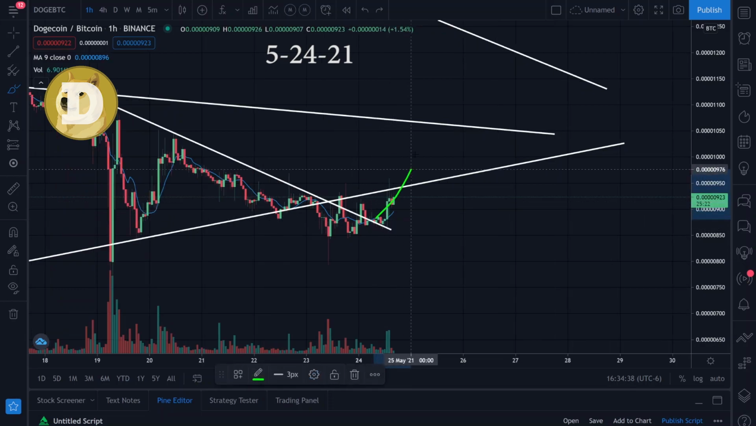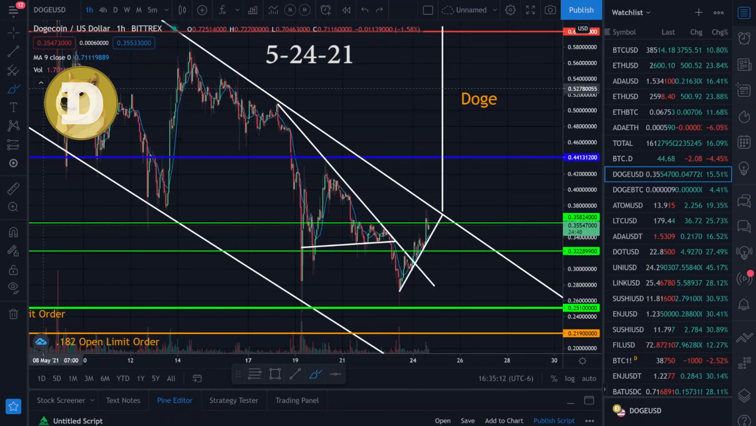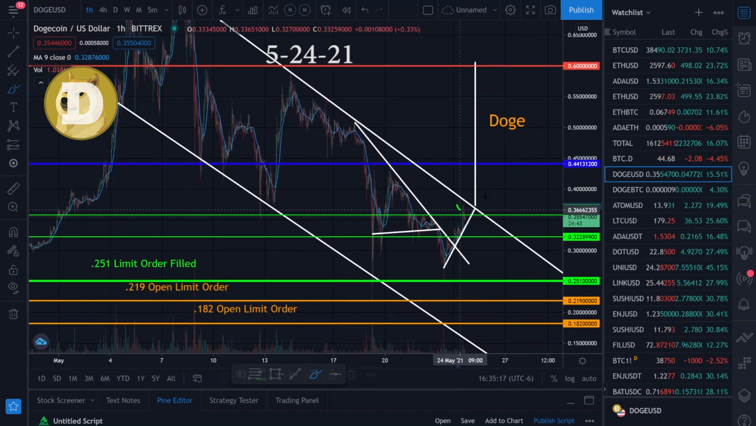But let's see if we can continue that pattern, or if Bitcoin starts to get more dominant and just takes over. All right, so yeah, I would just say let's watch this trend line for a break right here, and once it does, then we can start getting bullish.